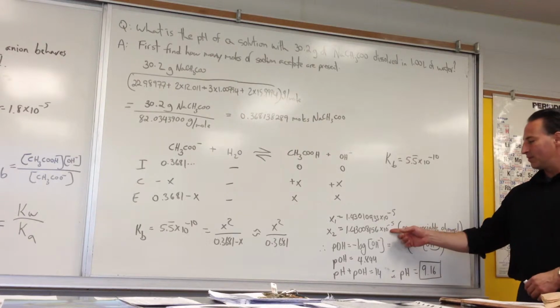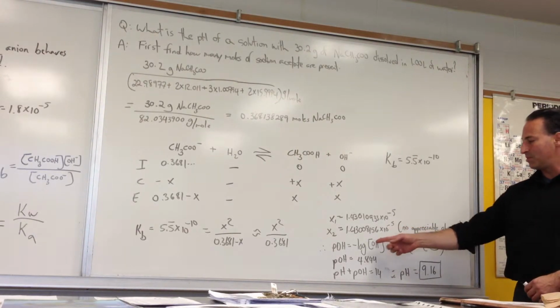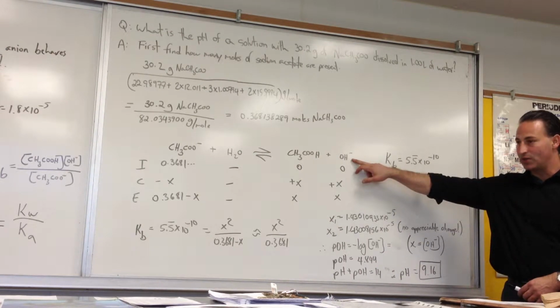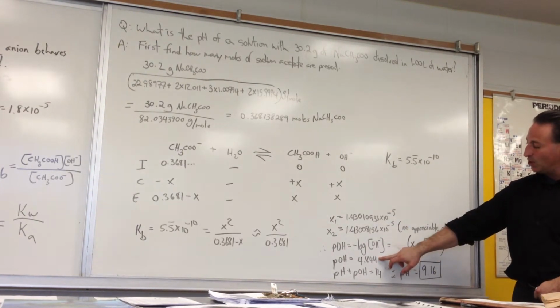We use this number to find the pOH. Remember that pOH is equal to negative log of OH minus concentration, and X represents OH minus concentration. So we get a value of pOH of 4.8.